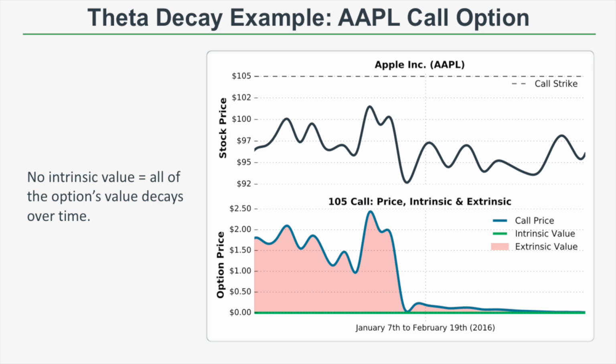So as you know, at expiration, an option's price will only consist of its intrinsic value. So if this option right here, this $1.75 option, stays out of the money the entire time, this option will lose that $1.75 in value. And as we can see here, since the stock price is below the strike price the entire period, the option loses all of its value and expires worthless at expiration.